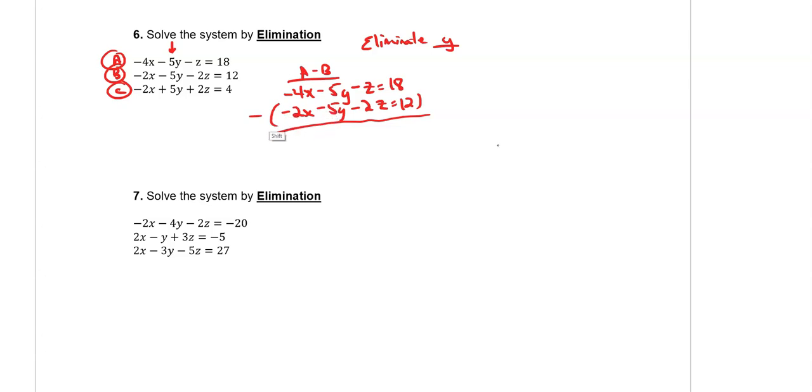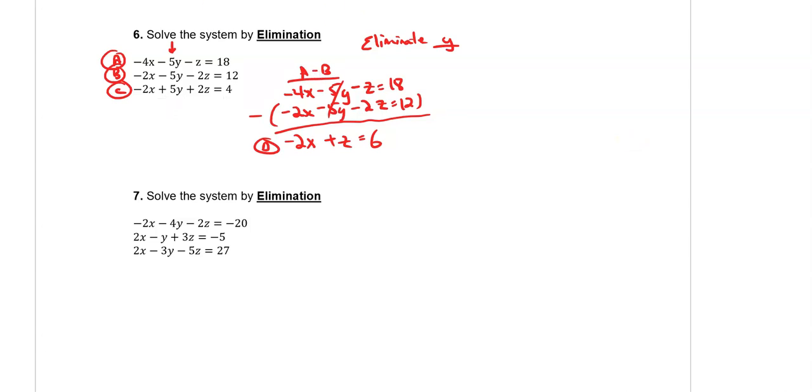So negative 4 minus negative 2 is negative 2x. And negative 5 minus negative 5 goes away. That eliminates. Negative 1 minus negative 2 is positive 1, so plus z equals 18 minus 12 is 6. So I have negative 2x plus z equals 6. I'll call that D. And then I'm going to eliminate y again by adding B and C together.